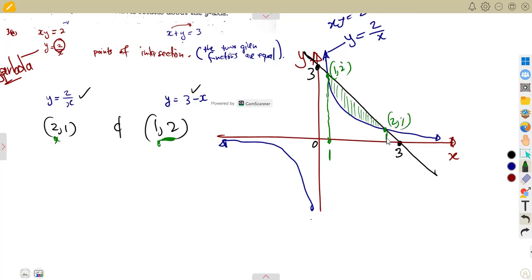So x at this point is 2. In between this region, we can see the function here on top and the function here below. The limits best indicated there are for x, not for y, because it's going to work again. It's going to work, yes. This one on top, this one below. So we have these limits on this side of x.